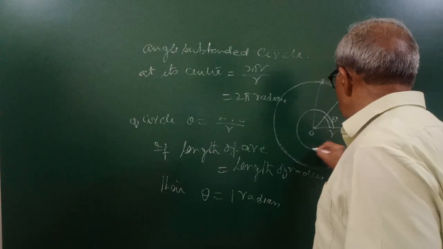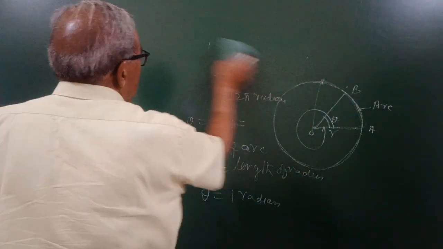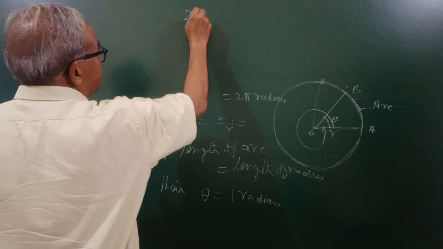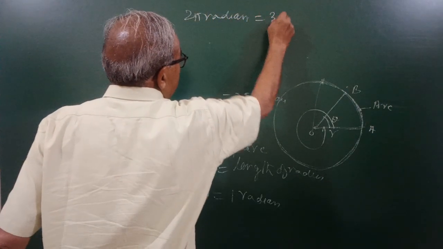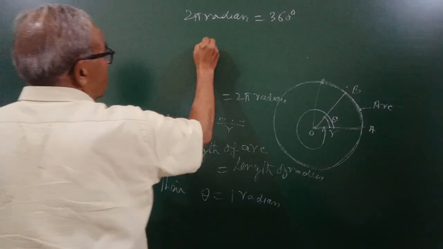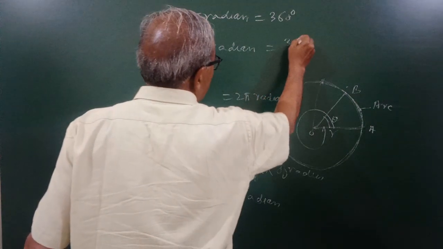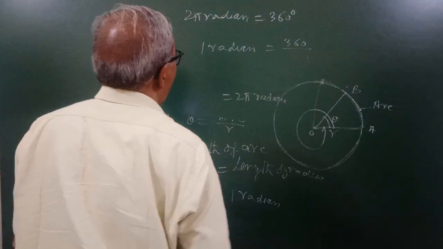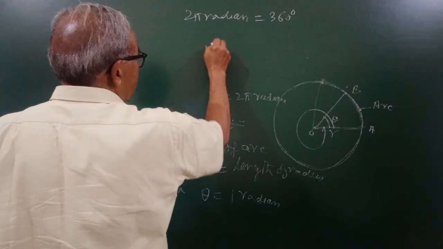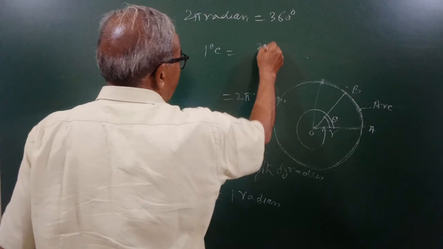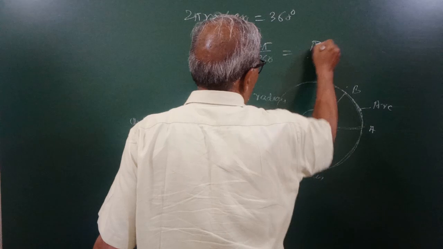In mathematics you have learnt this whole angle is called 360 degree, and that way 2 pi radian is equal to 360 degree, and hence 1 radian is equal to 360 upon 2 pi degree. And hence 1 degree is equal to 2 pi upon 360 radian, which means pi upon 180 radian.